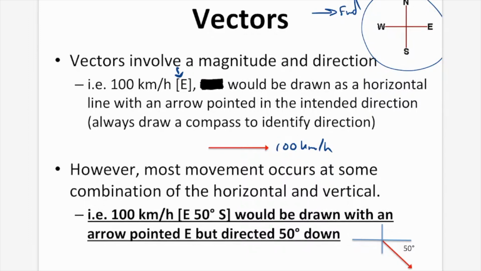However, most of our movement occurs at some combination of the horizontal and vertical, so some kind of diagonal movement on this coordinate system. So for example, 100 kilometers per hour east, 50 degrees south would be drawn with an arrow pointed east, but directed 50 degrees southward. Now you might also see this written as 100 kilometers per hour, 50 degrees south of east. And you've got to keep in mind that that is the same thing as east 50 degrees south.